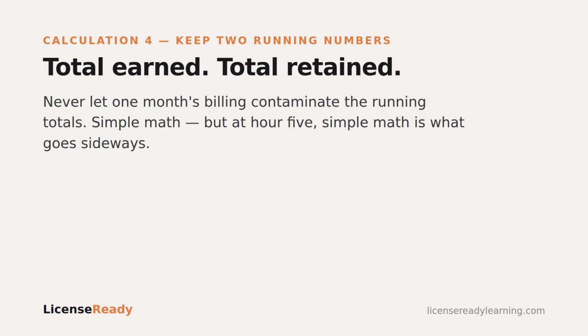The question you actually see: how much has the owner retained in total, and what's due at final completion. Keep two running numbers, total earned and total retained, and never let the month's billing contaminate the running totals. Simple math. But at hour 5 of the exam, simple math is exactly what goes sideways.